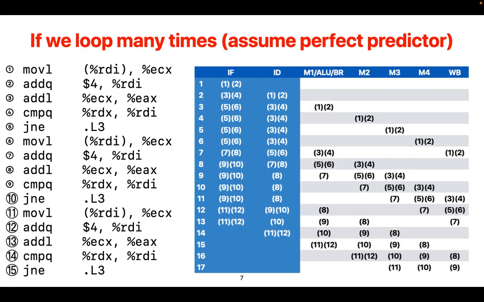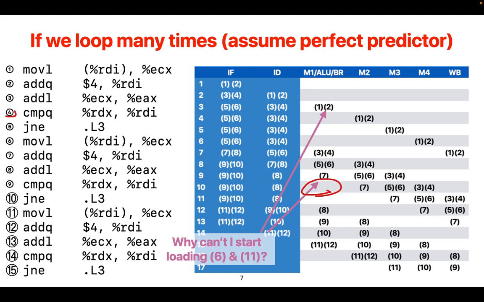So we have been talking about, okay, if we have a perfect branch predictor, here's what we can do with superscalar scheduling. However, there are still issues here. For example, at cycle 4 and cycle 10, your memory unit is free. However, we still cannot start instructions 6 and 11 because they are not even decoded yet, and because we have limited issue width.